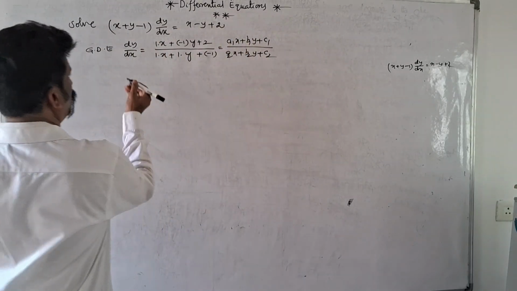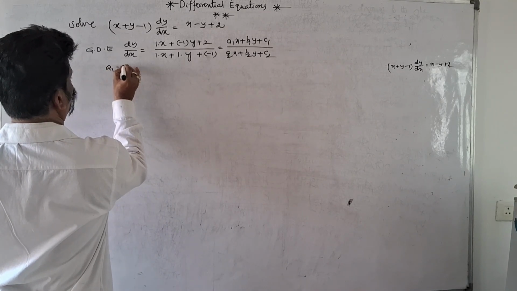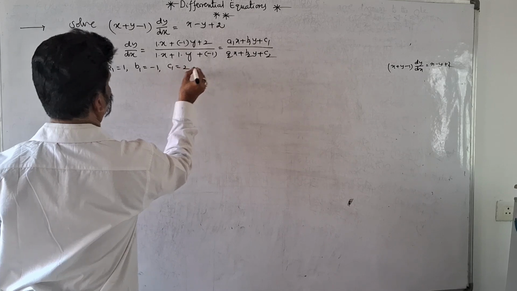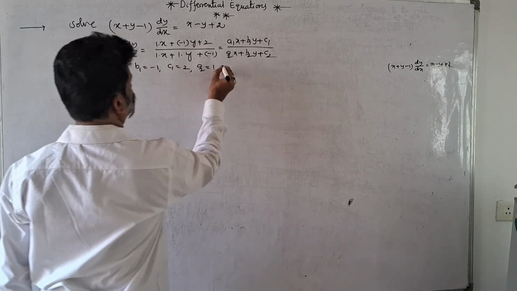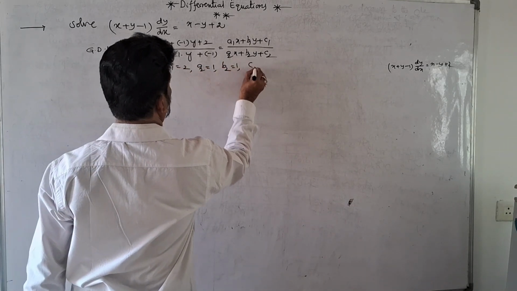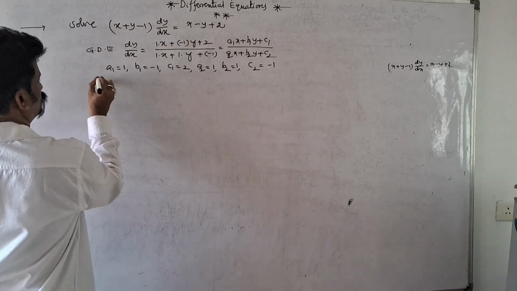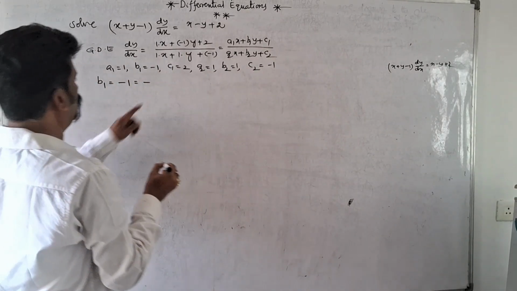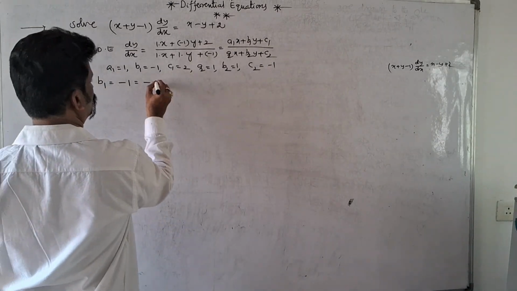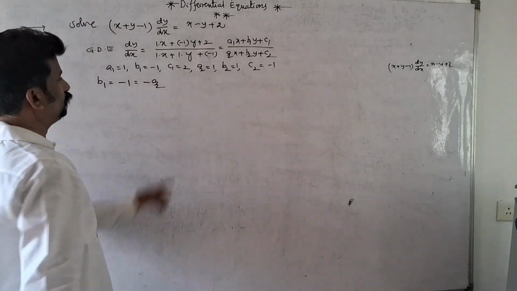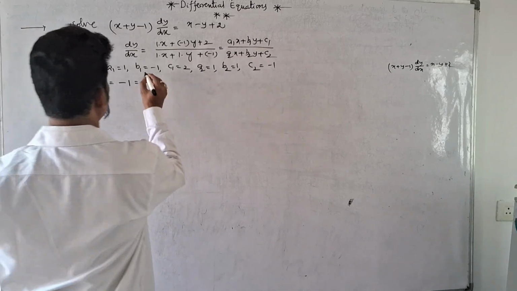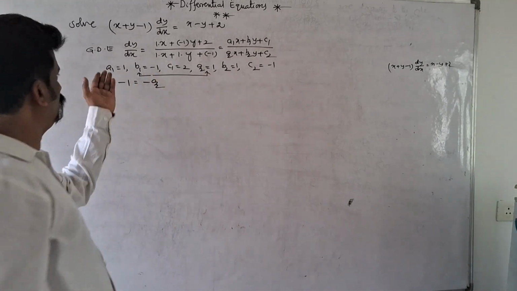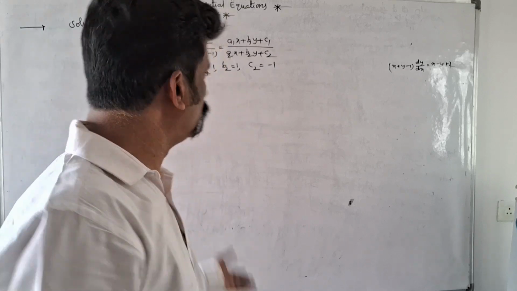Yes. Now here a1 is equal to 1, b1 is equal to minus 1, c1 is equal to 2, a2 is equal to 1, b2 is equal to 1, c2 is equal to minus 1. So here b1 is equal to minus 1, and a2 is equal to 1. Sir, a1 is also 1, no? So why are you writing b1 is equal to minus a2?